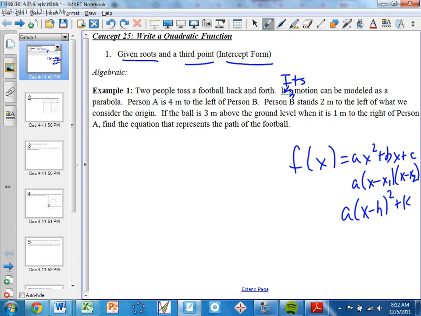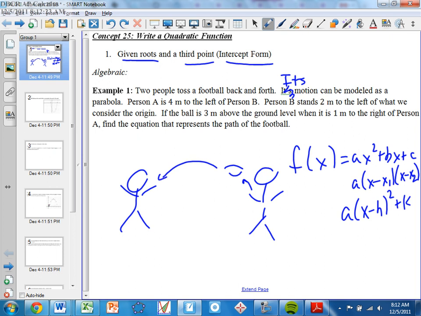So 2 people toss the football back and forth. So already, I'm thinking about a person standing here, another person standing over here, and there's a football being tossed back and forth. Okay? The football being tossed back and forth. Next sentence.